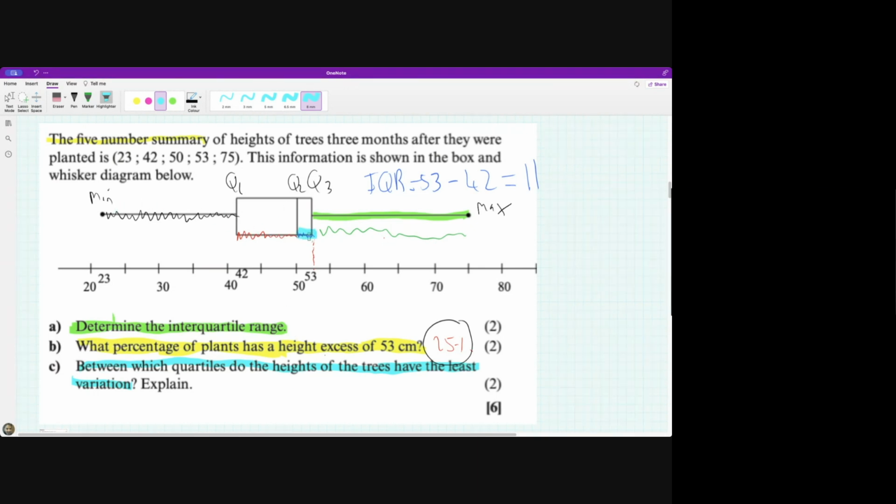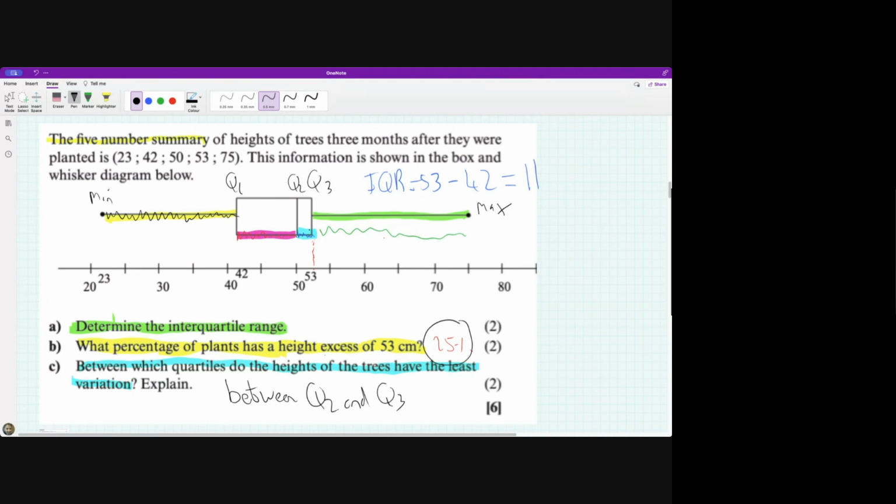I think that this bit here looks the narrowest. Look at how 25% of the data fits between here and 25% fits here, but look how small the blue bit is. So we say there's the least variation. They're the most together between Q2 and Q3, because you can see how narrow. That's why there's the least variation. If they were more spread out, they'd be more varied. But because they're so close together, they have the least variation.